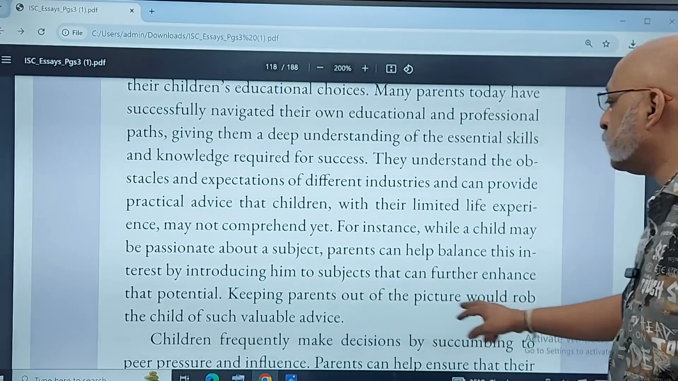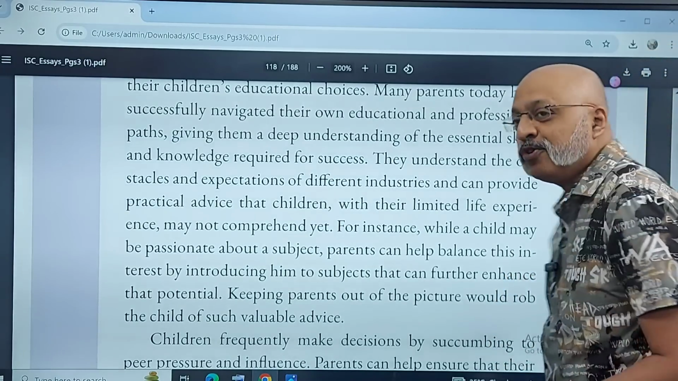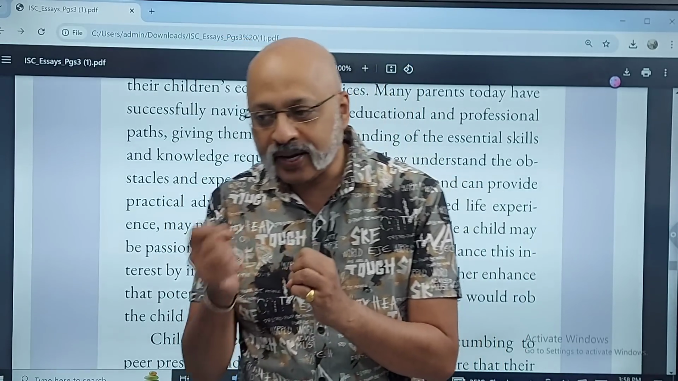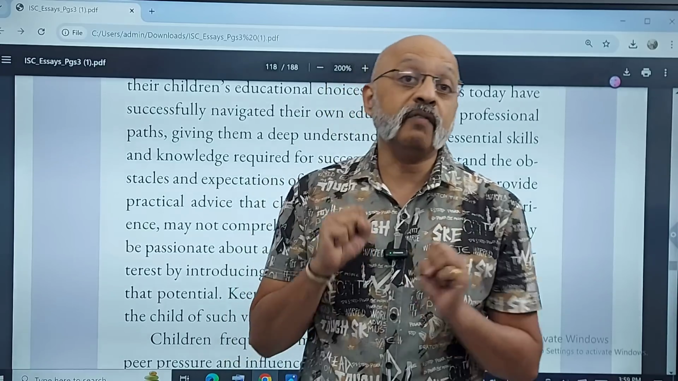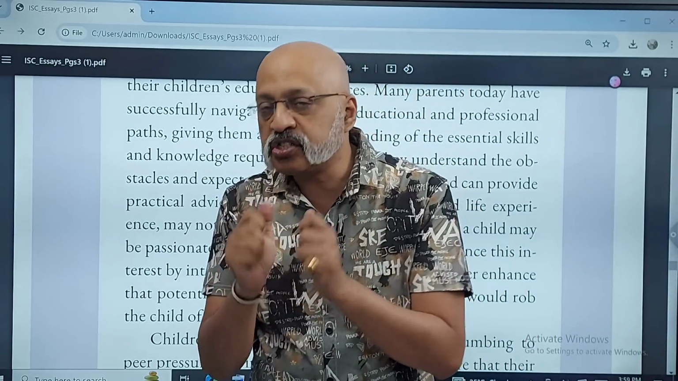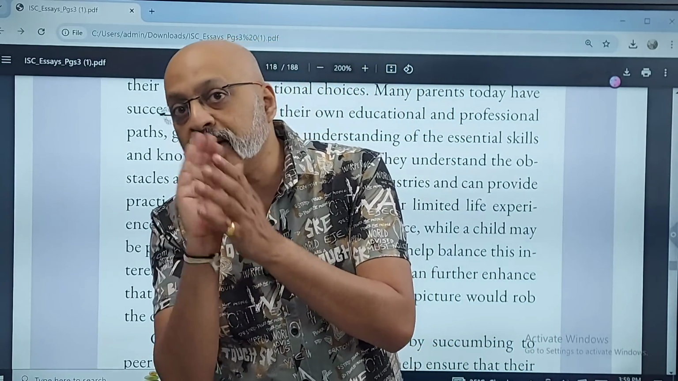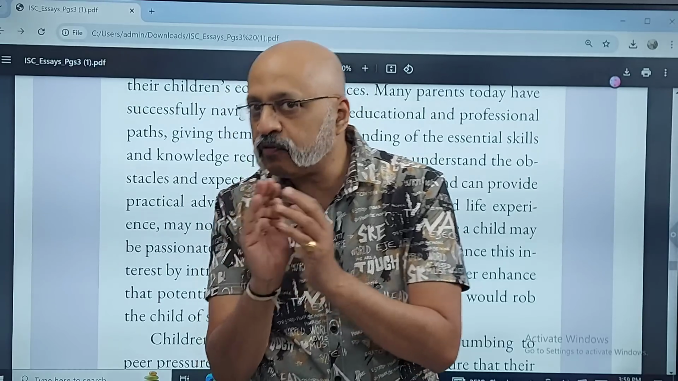Keeping parents out of the picture would rob the child of such valuable advice. Now you see, I have used a word like rob very deliberately because it kind of gives you a sense of something being stolen from someone, right? So that's something which you don't want. So it's always interesting to use words which give a slightly different kind of edge. Instead of the very usual kind of words, use slightly different words.